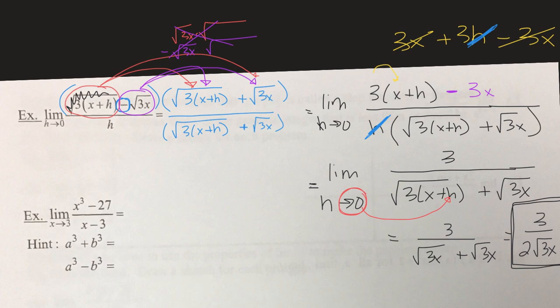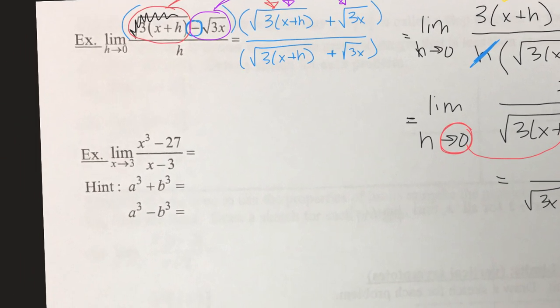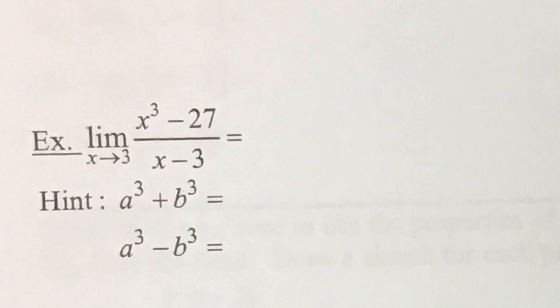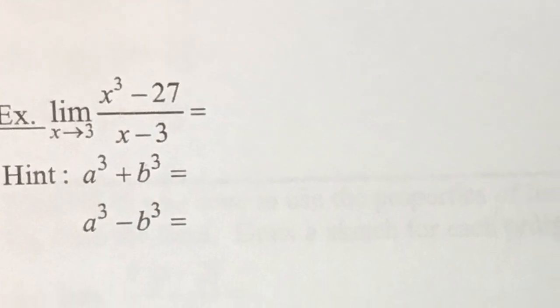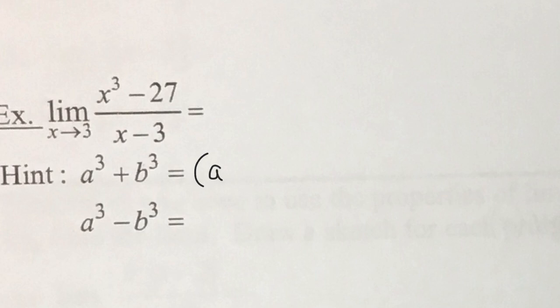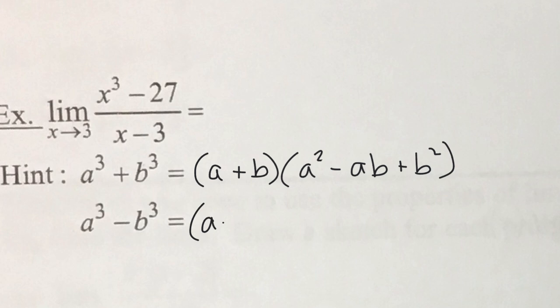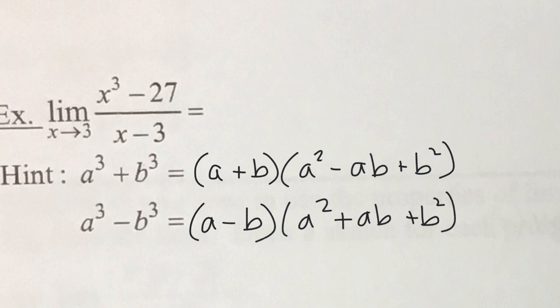Okay, our next example, this is a polynomial one, so you should be thinking about factoring. Anytime we have a polynomial, we should be thinking about factoring. So here are your cubic factoring rules. If you have a cubed plus b cubed, that factors to a plus b times a squared minus ab plus b squared. There's a minus in the middle. And if there's a minus, then it's a minus b as your factor, and then both of these are pluses. Okay, so those are your formulas for cubic factoring.